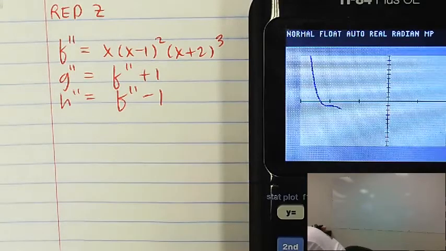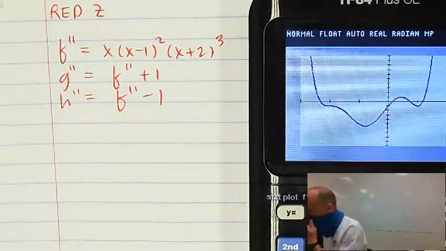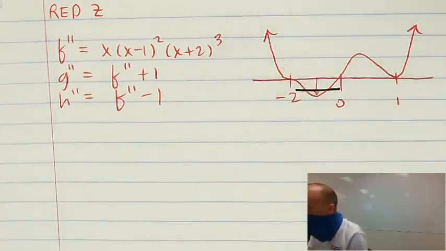And then, okay, there's 1, 2, 3, 4. Okay, that's an issue. So it's going to be answer choice C. All right, that was red Z. Now for pink Z.